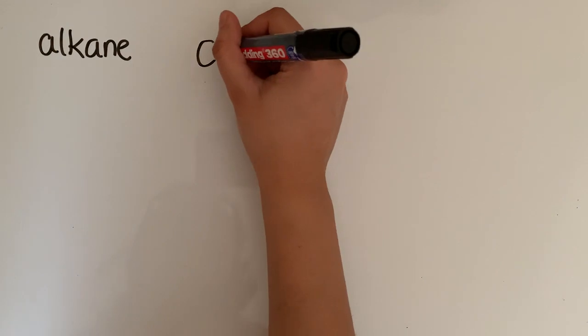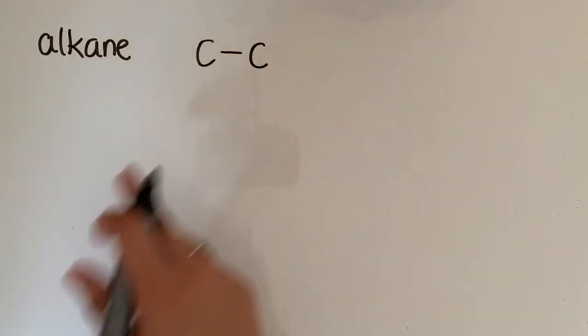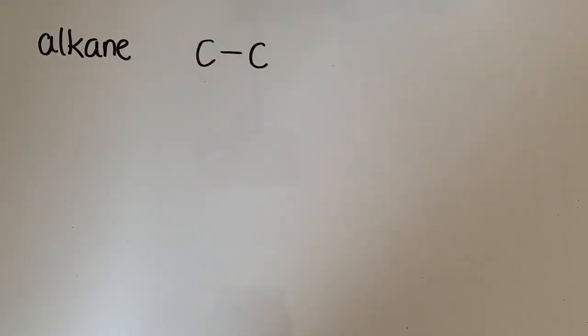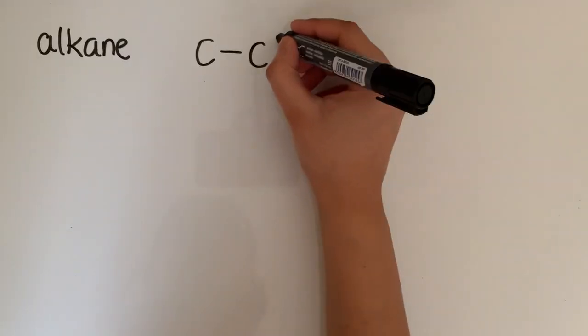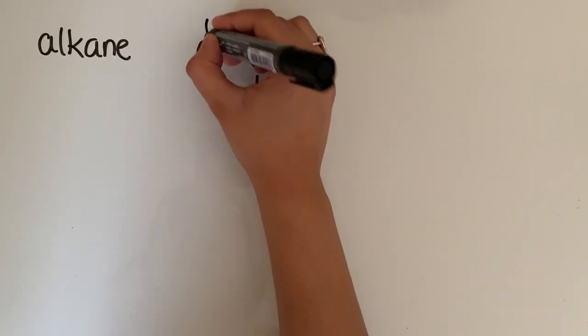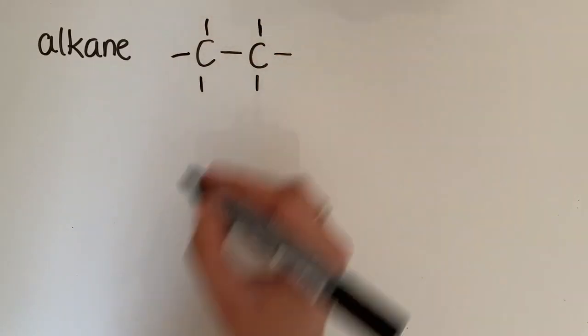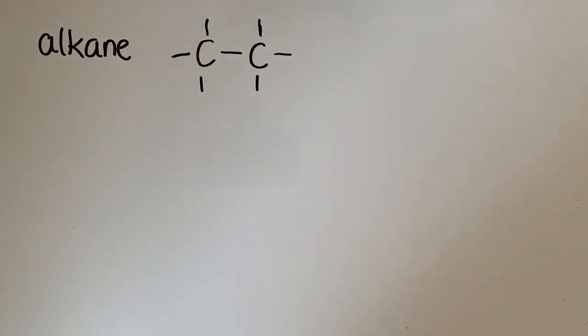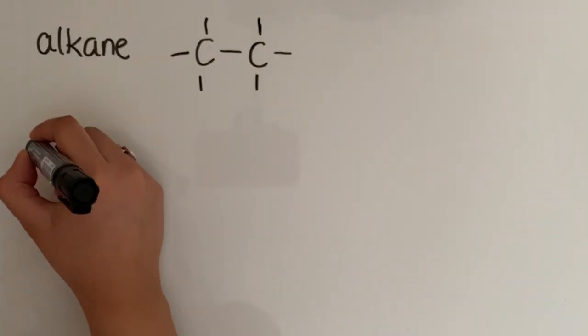An alkane is essentially a molecule that only has carbon single bonded to other carbons. Okay, so this over here is an alkane functional group. And this is what we're looking at firstly. So we are going to be looking at the alkane functional group and its reactivity.